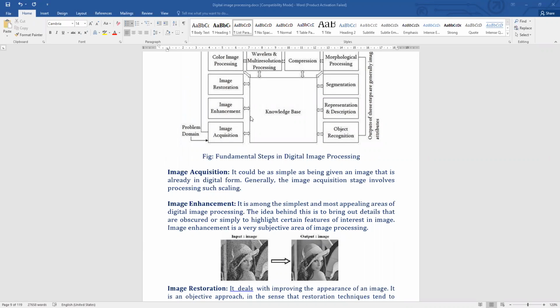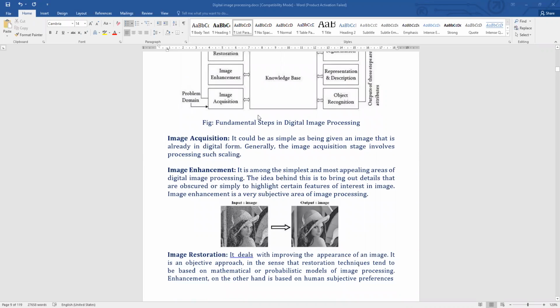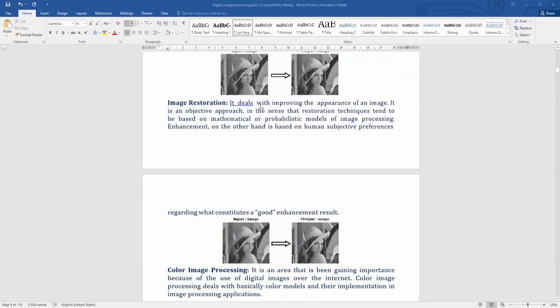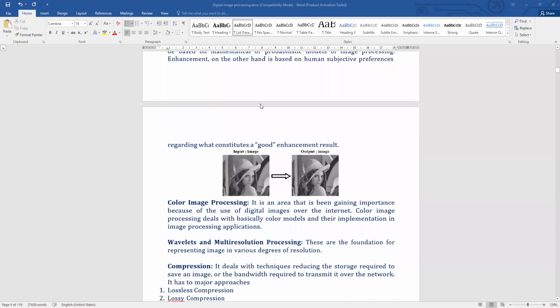It deals with improving the appearance of an image. It is an objective approach in the sense that restoration techniques tend to be based on a mathematical or probabilistic model of image processing. Enhancement, on the other hand, is based on human subjective preference regarding what constitutes a good enhancement result. So this is the image, this is the enhanced image.